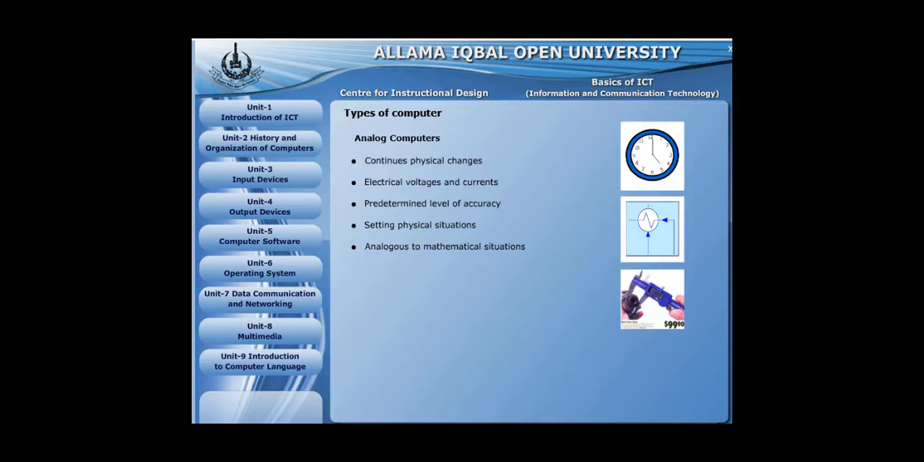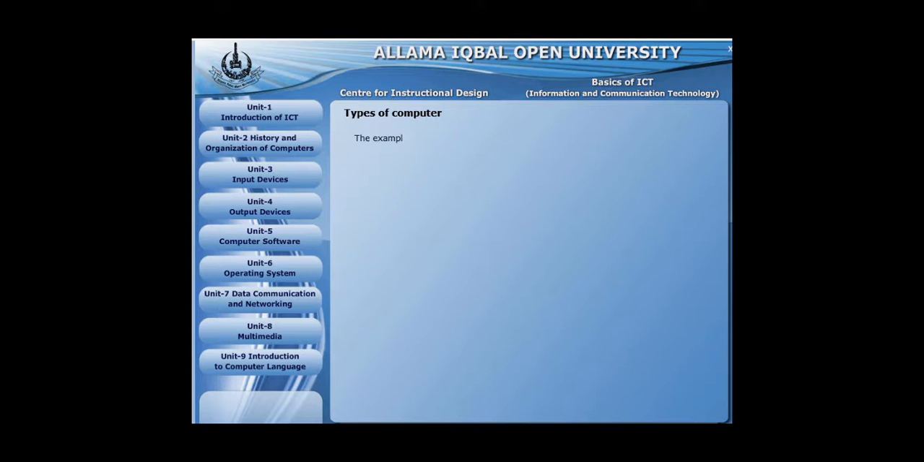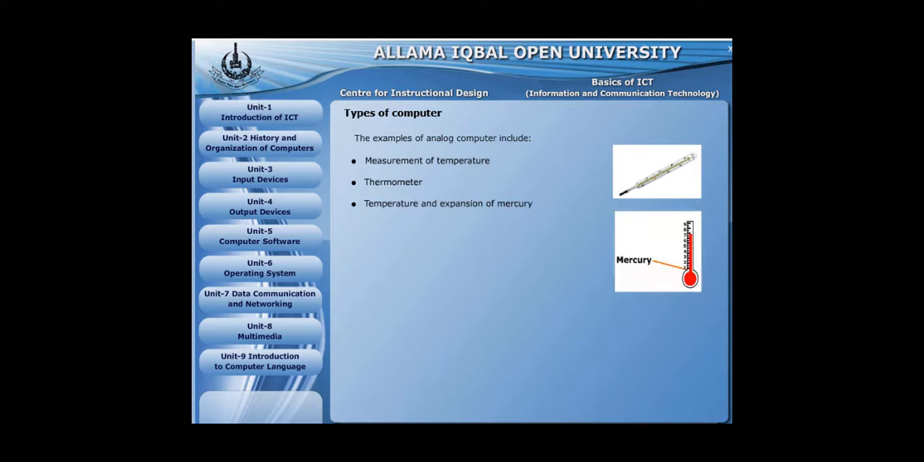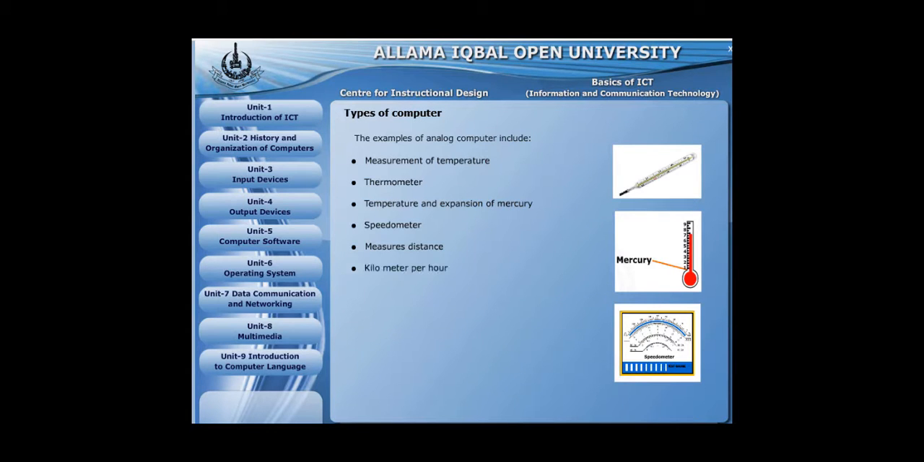It represents physical quantities like distance, temperature, pressure, or angular positions as mechanical or electrical equivalents. The measurement of temperature by a thermometer that establishes analogy between temperature and expansion of mercury on a predefined scale. Another example is a speedometer of a car that measures distance in terms of kilometer per hour.